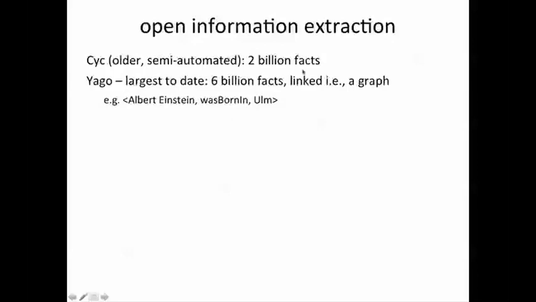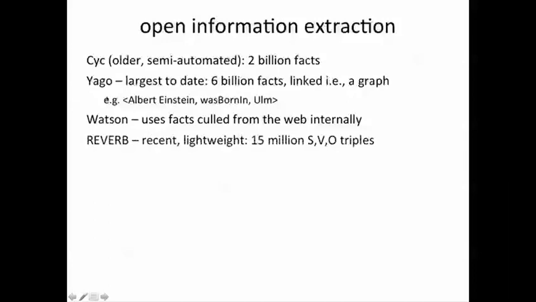"Albert Einstein was born in Ulm," for example, is a fact that Watson could have learned from a database like Yago, and Watson actually uses facts culled from the web internally. It doesn't use Yago or Cyc, but it uses many web pages and textual documents and rules. And this is another example of open information extraction.